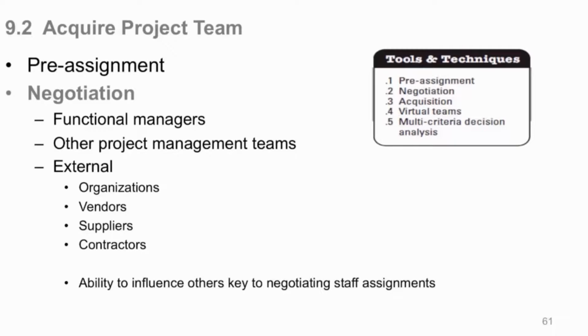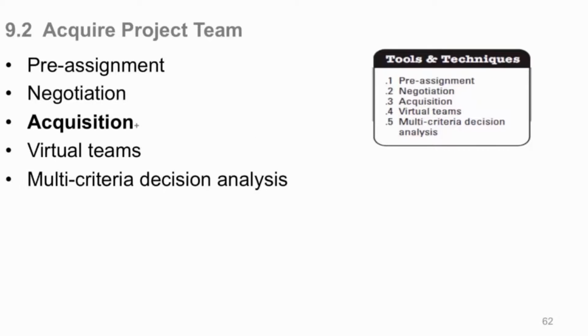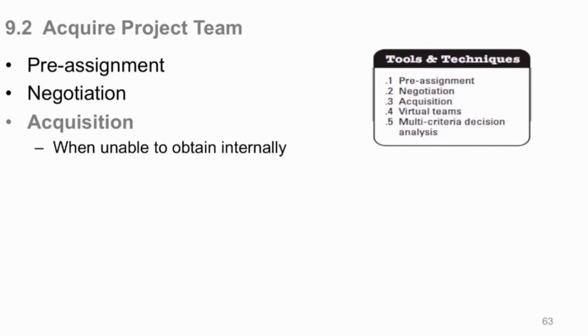So negotiation is a big thing, and certainly with external stuff, if you need vendors, suppliers, subcontractors, negotiate with your company, with HR and with them to try and get your proposals out there so you can select the people you need. Ability to influence others is key to negotiating staff assignments. So this whole thing really is about negotiation to get what you need, which is a key skill that a PM needs. So acquisition, you need to acquire externally when you can't get them internally. Basically, that's what this acquisition means.